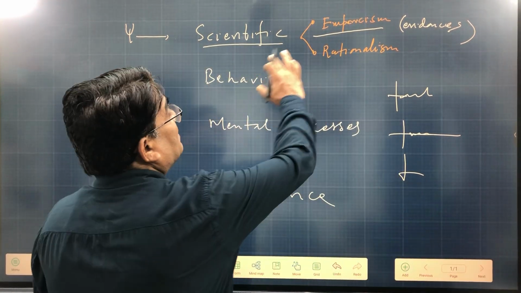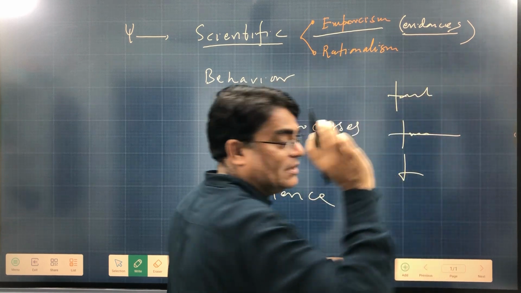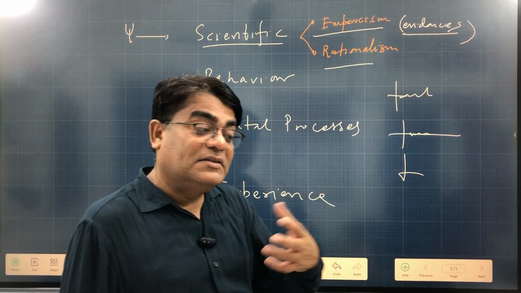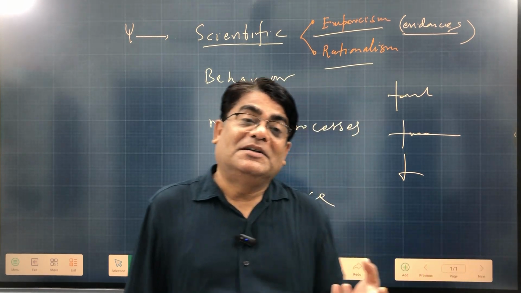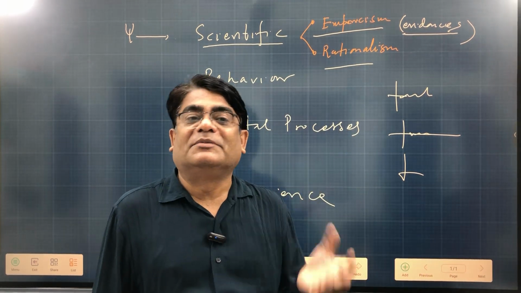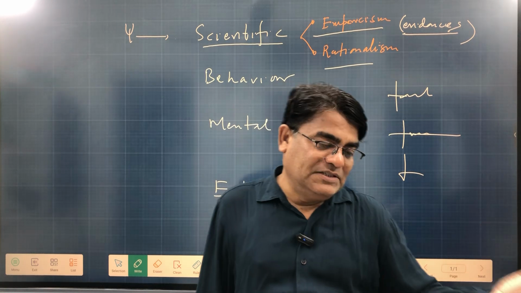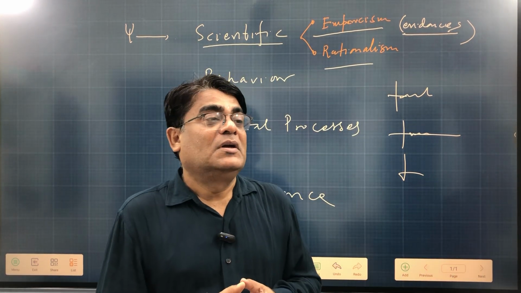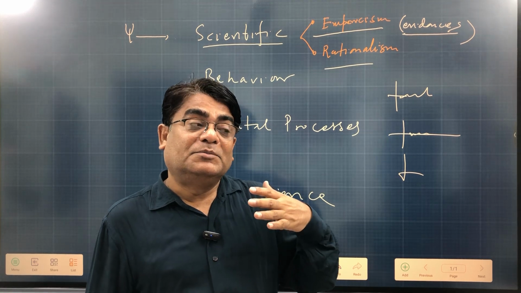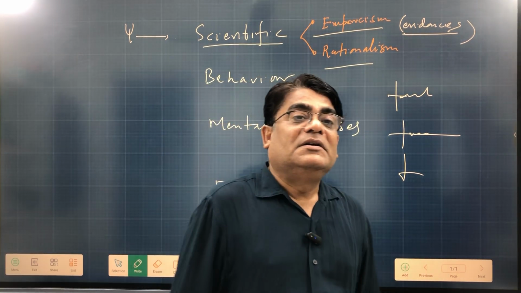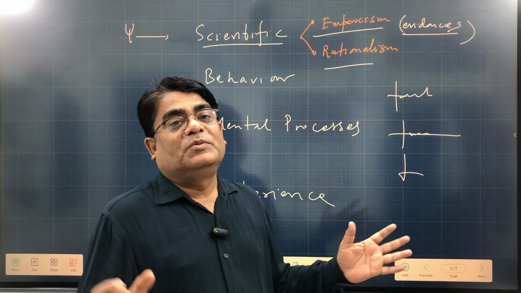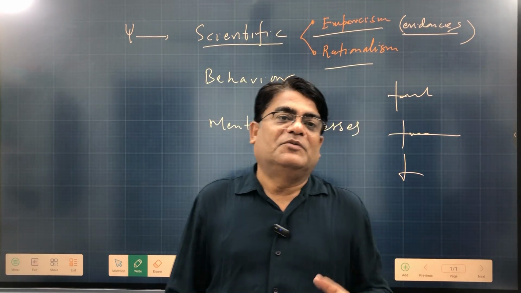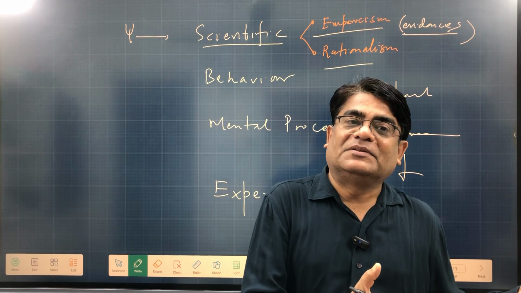So things should be evidences, meaning observable, and rationalism means it should undergo critical reasoning, because many of the things that we see through our eyes are not correct, not truth, because our perception is malleable. It is not foolproof. For example, illusions are there. Illusions mean faulty perception.